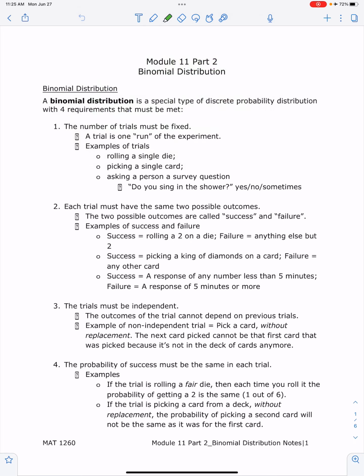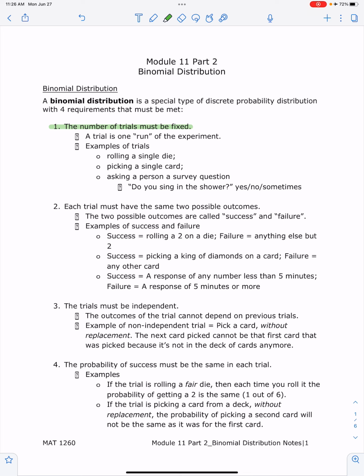So 4 things need to be true for us to have a binomial distribution. Number 1 is that the number of trials must be fixed. So I've got to know ahead of time how many trials I am running. Am I interviewing 100 people? Am I checking speeds of 200 cars? We have to have a fixed number of trials.